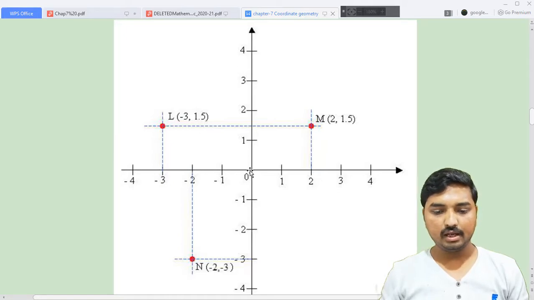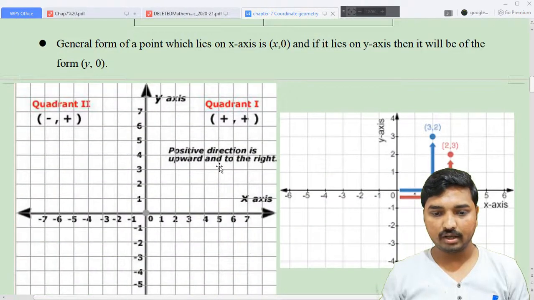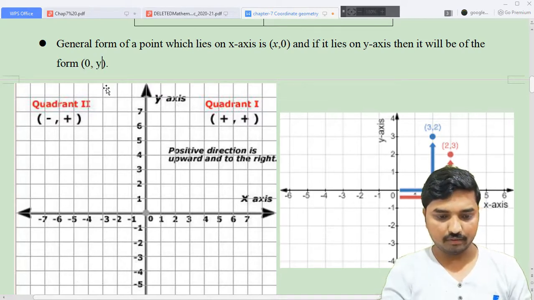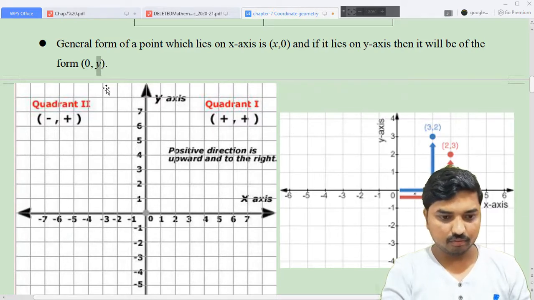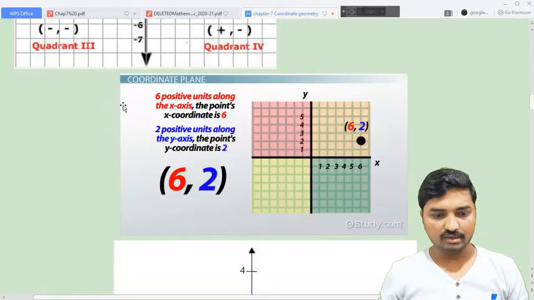And when we move on to the y-axis, if you have a point present on the y-axis, it will be of the form what, 0 comma y. Now look here, sorry, I forgot to change this one actually. So this will be of the form 0 comma y. So remember this one, 0 comma y actually. So x comma 0 and 0 comma y.